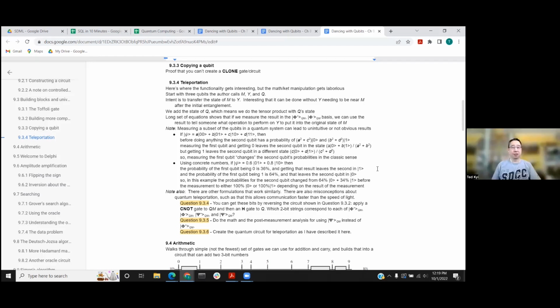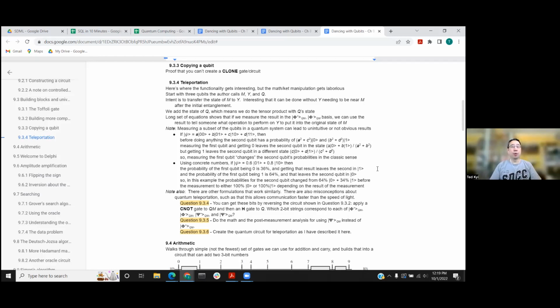All right, so let's talk about section 9.3.4, our first really weird result. Everything we've seen before, you could implement a NAND or an XOR type function using quantum gates. That's not weird.